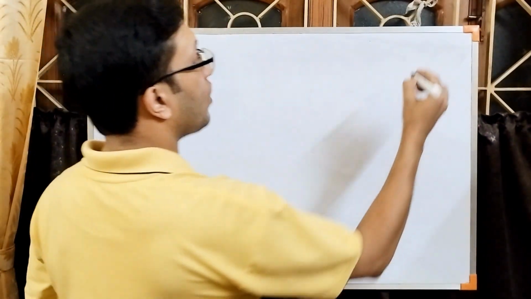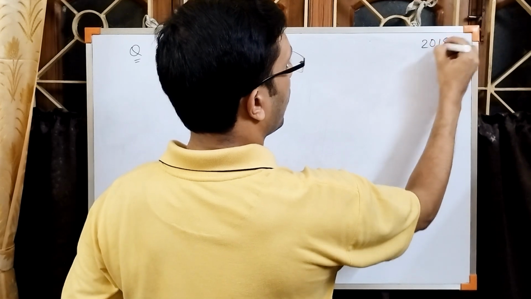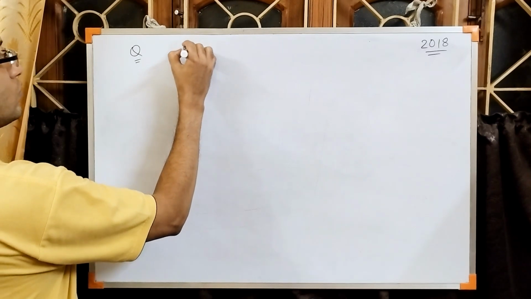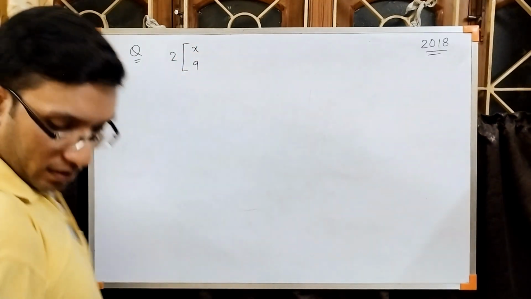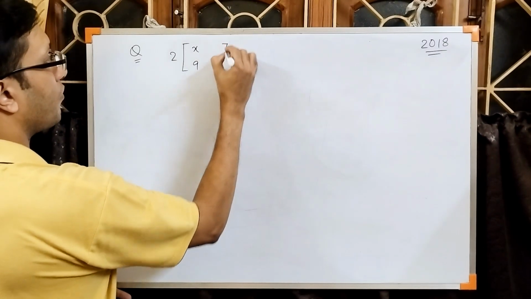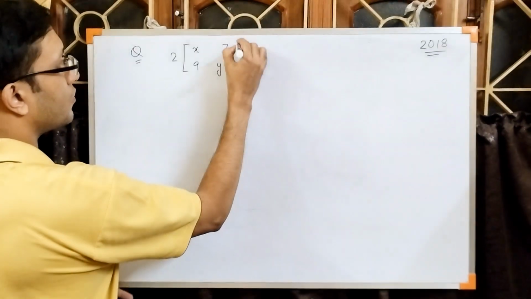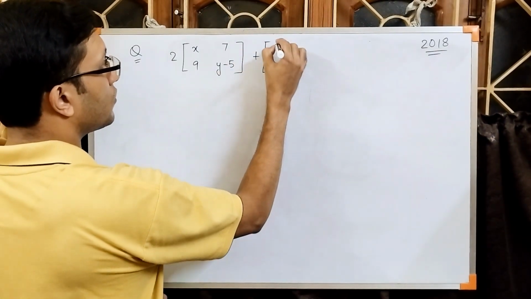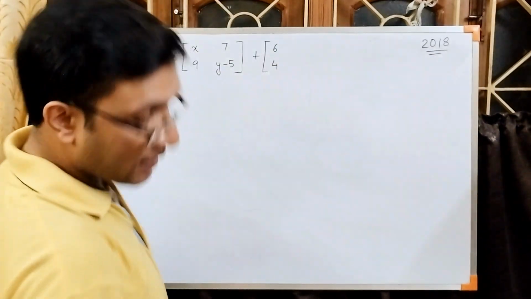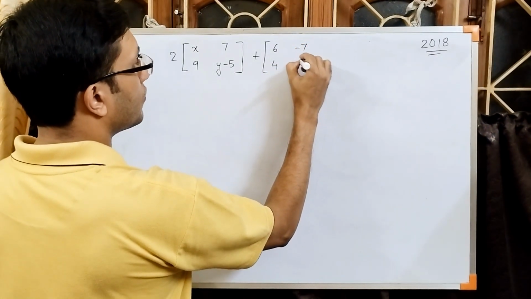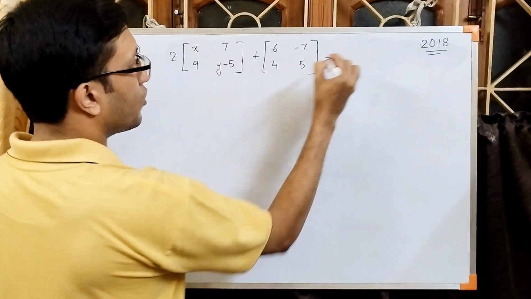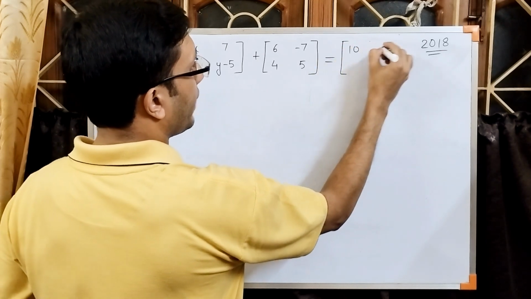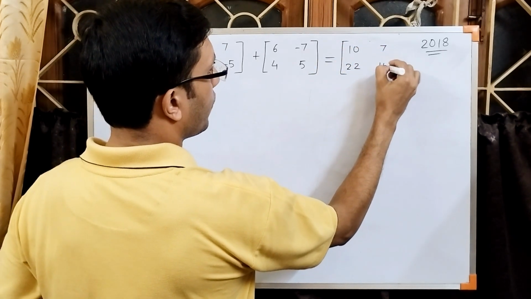Now, this sum came in the year of 2018 I.C.S.E. Let's take one sum that came in the year of 2018 I.C.S.E. It's given 2 times the matrix x 9 7 y minus 5, plus 6 4 minus 7 5, is equal to 10 7 22 15.